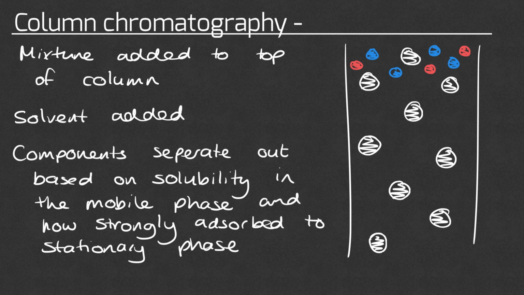The components, the blue and the red, will separate out inside of the column based on their solubility in the mobile phase and how strongly they are adsorbed onto the stationary phase. They'll then be collected in a beaker at the bottom of the column. So for example, as the solvent moves down the column, our two components will start to separate at slightly different rates. As we can see, the red is probably more strongly adsorbed to the stationary phase, and the blue is more soluble in the mobile phase, so the blue is travelling down the column quicker than the red is.